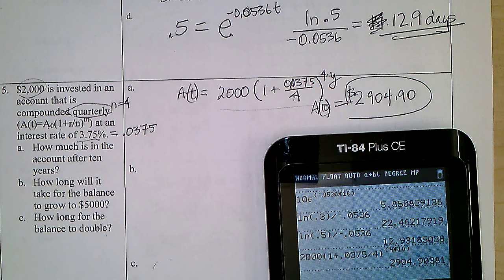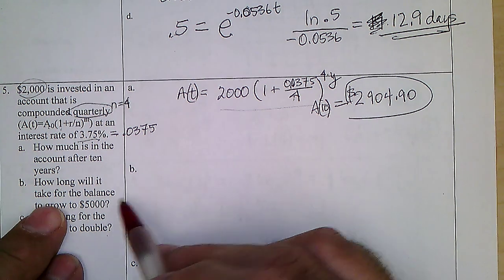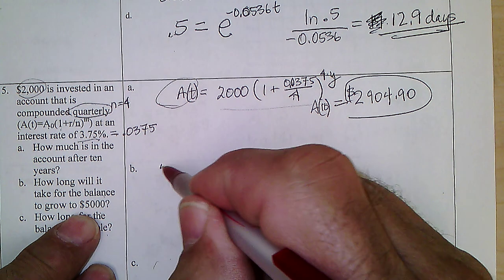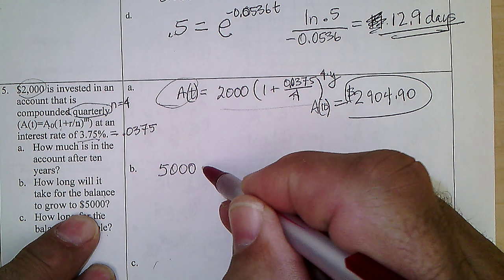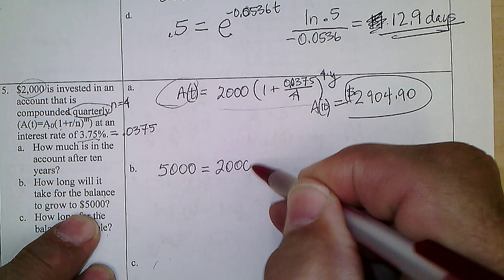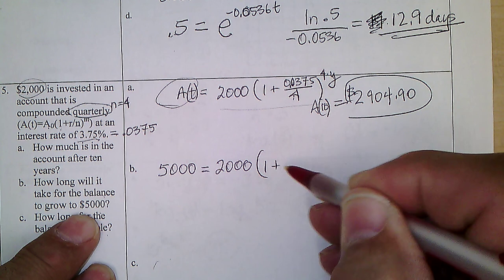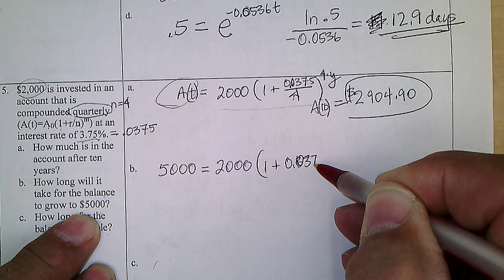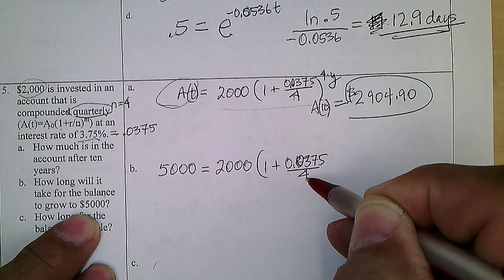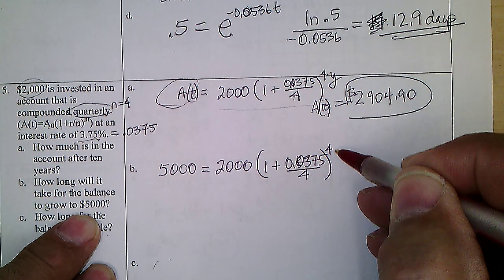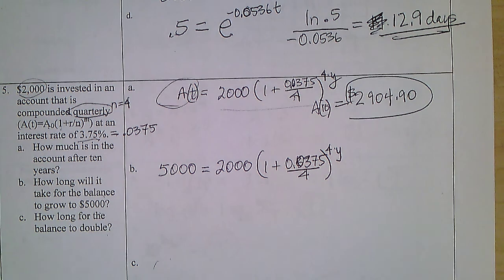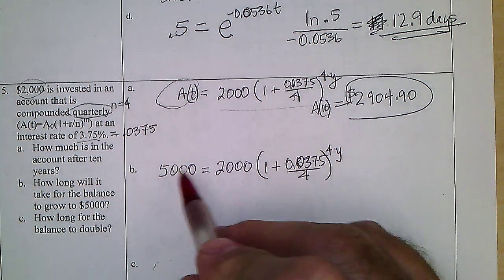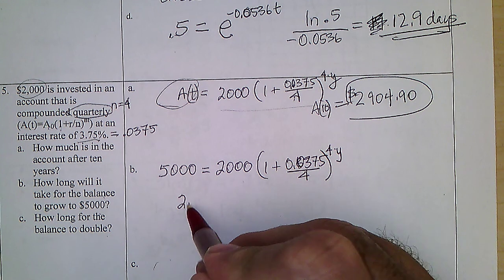Okay. Now, how long will it take for the balance to be 5,000? So that's the amount after some time. So I got to write 5,000 equals 2,000 times all of this, 0.0375 divided by 4 to the 4 times the number of years. Well, to do this, we're going to have to divide by the 2,000. 5,000 divided by 2,000 is 2.5.